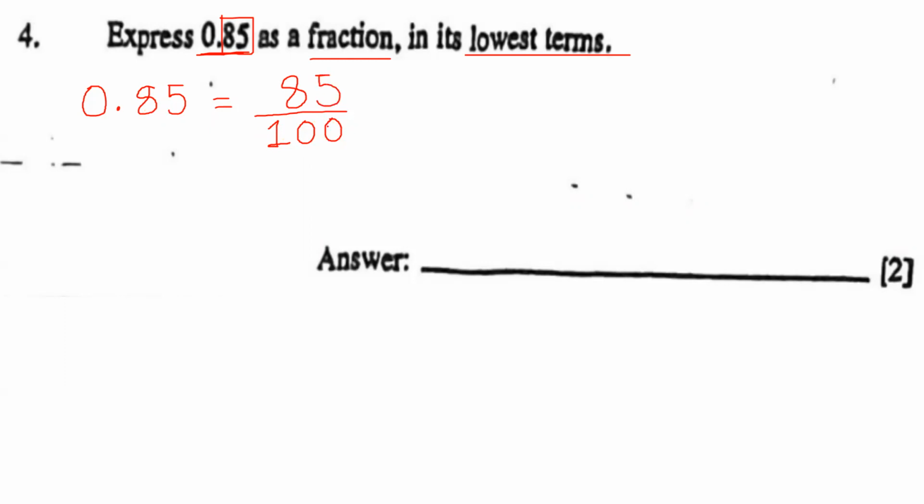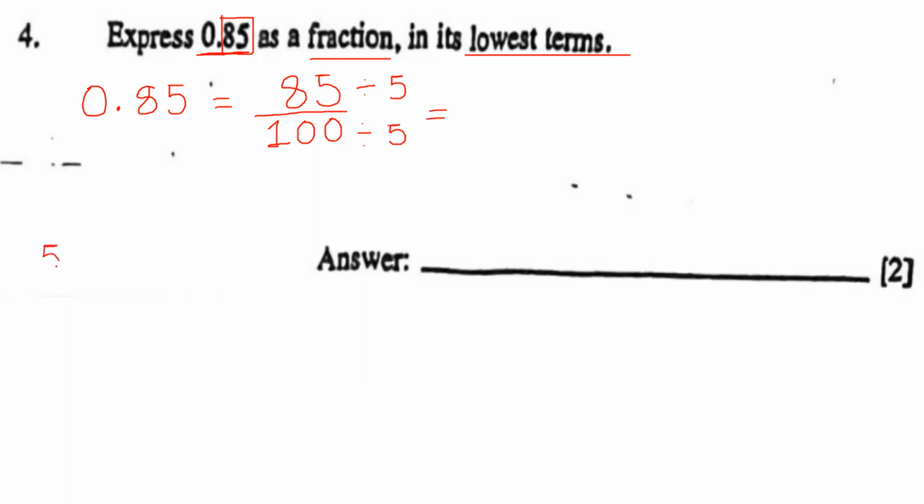But it's not in its lowest terms, right? What number goes into 85 and 100? Well, we can try 5. Let's try 5. If we divide 85 by 5, what do we get? And if we divide 100 by 5, what do we get? Okay, so let's try 85 divided by 5. Let's see if that works.